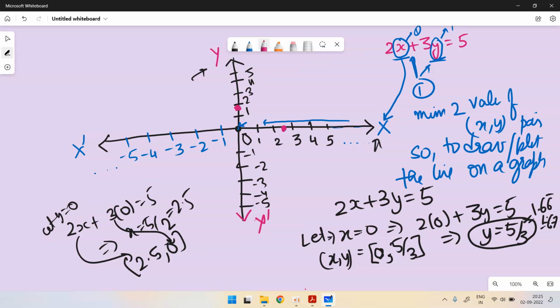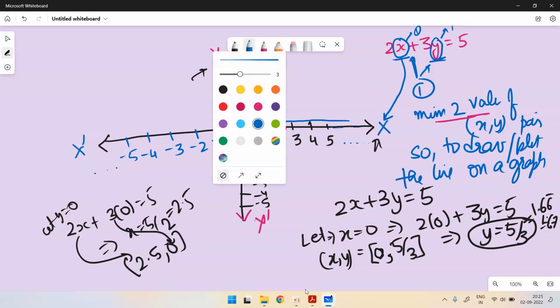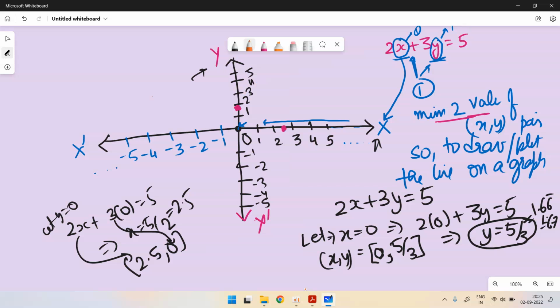Now I have written that a minimum of two points are required to draw a line on a graph. So draw with another pen. If you join these two points using a scale, you will get this graph, and this graph is nothing but 2x plus 3y equal to 5, or you can even write it as 2x plus 3y minus 5 equal to 0.